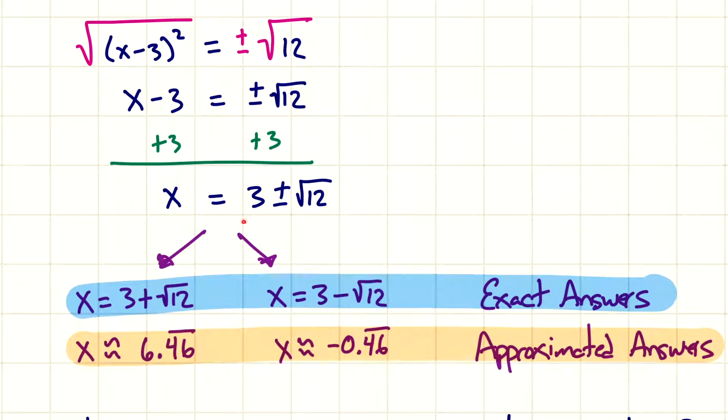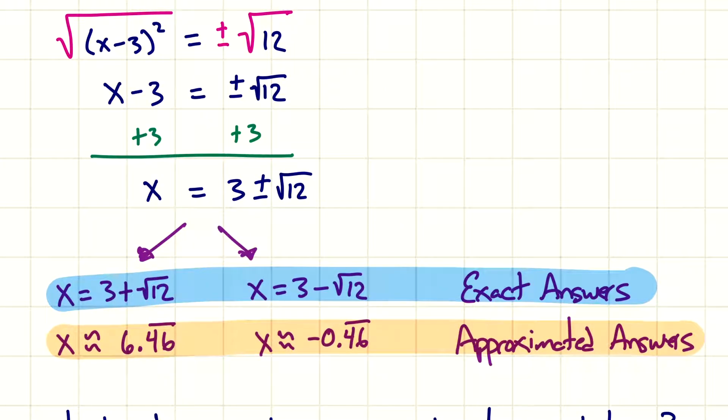The reason we have a plus or minus is that it means we have two answers. So we can split this up into two possible answers. The first says x = 3 + √12, and then there's x = 3 - √12. They look almost identical, except one has a plus and the other a minus, which came from the plus or minus in the initial solution. This is an example of an exact answer, or an answer in radical form, because we have radicals in our answer.